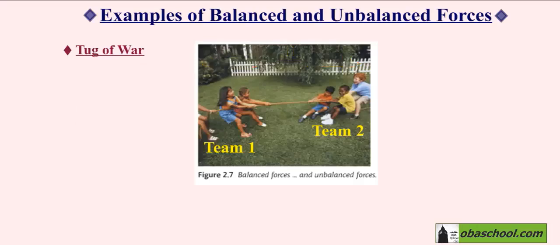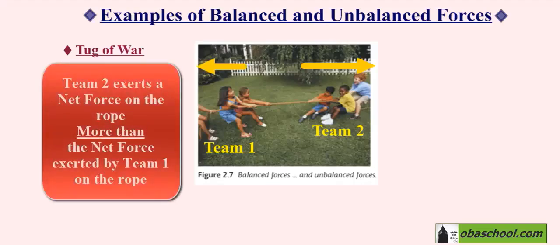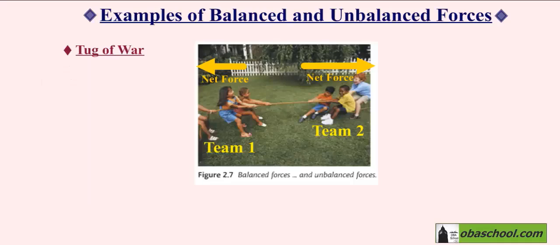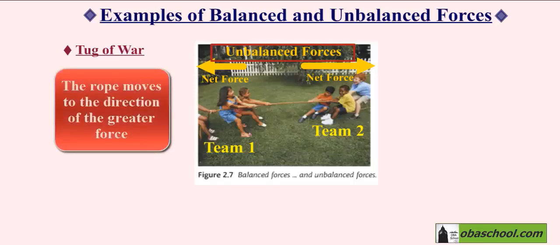However, if one of the teams exerted a greater force, then the rope will move towards the direction of the greater force. For example, if Team 2 exerts a net force on the rope more than the net force exerted by Team 1 on the rope, so as you can see, the arrow for Team 2 is longer than Team 1, then the rope will move to the side of Team 2. So these are unbalanced forces. That means the rope moves to the direction of the greater force.